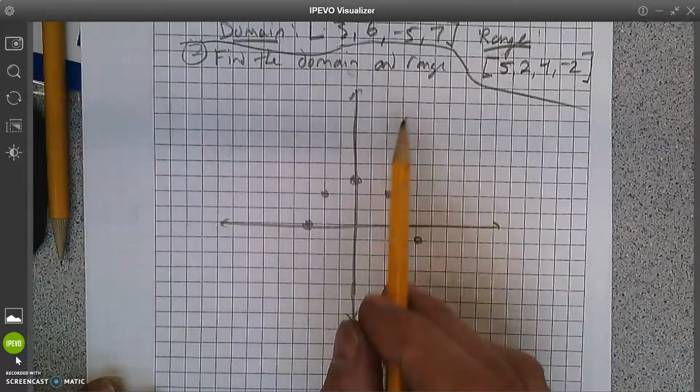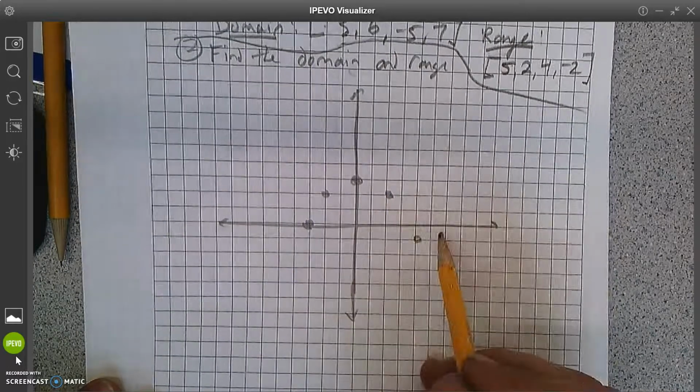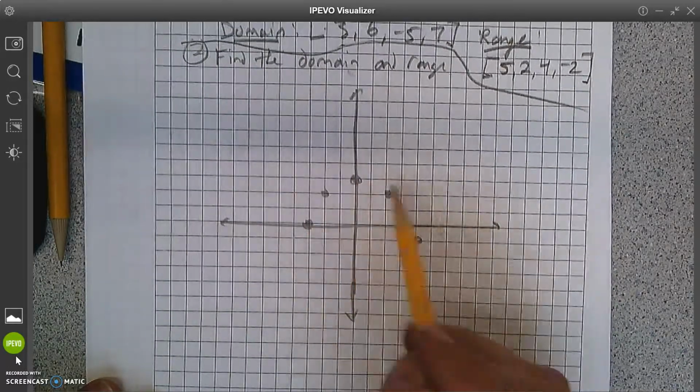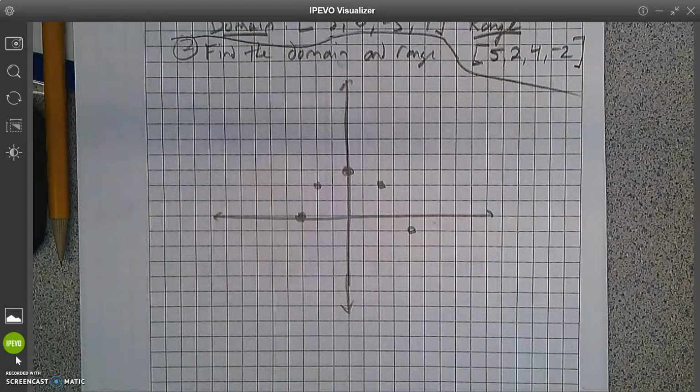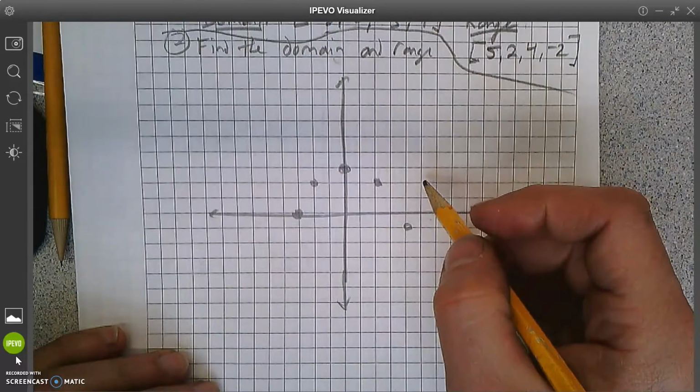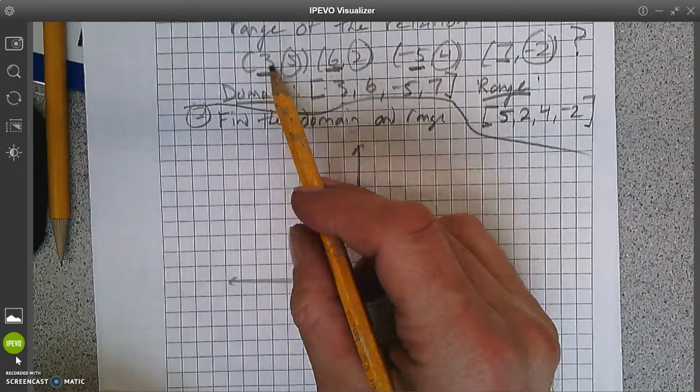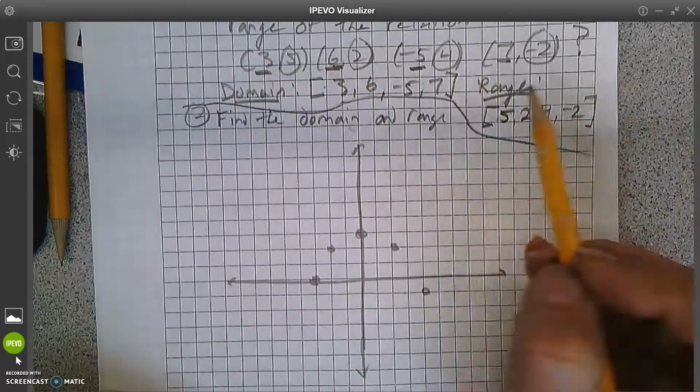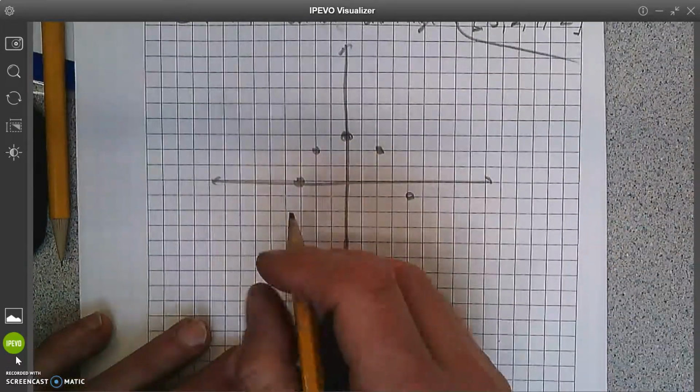So let's try this domain and range. So draw a coordinate plane and plot these points right now. Go. All right, what are we going to do? We're going to find the domain and range. So we need to find the points first. So just like here where I had the points, it was really easy to determine the domain and range. So I'm going to do the same thing right here.